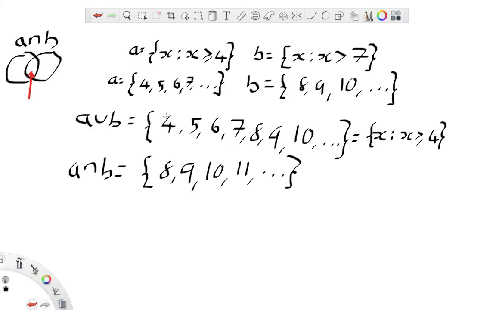So they're the things that appear in both A and B. Well, that is just the set B, because it's the integers that are greater than 7 and not including 7. So that set there, A intersect B, is just what we started with.